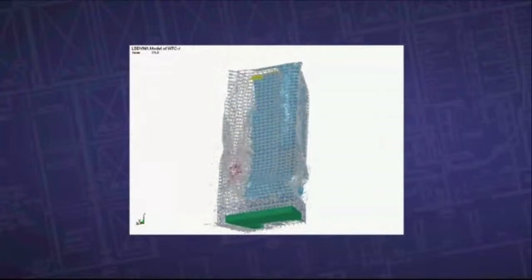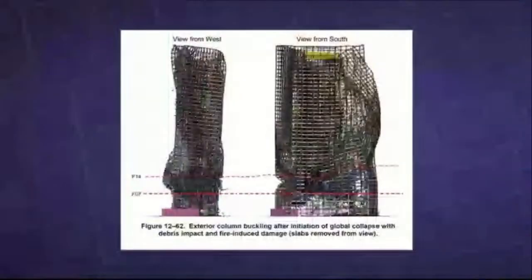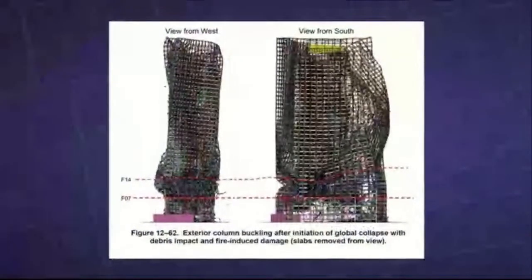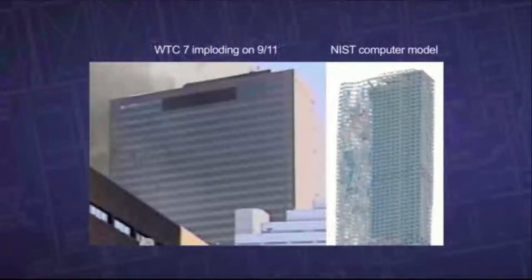The exterior of the NIST World Trade Center 7 computer simulation model, which they put together to try to explain their theory, shows large, very large deformations which are not observed in the video of the actual event. Yet they don't attempt to explain this in the report. What we see on the real video is not a natural collapse.